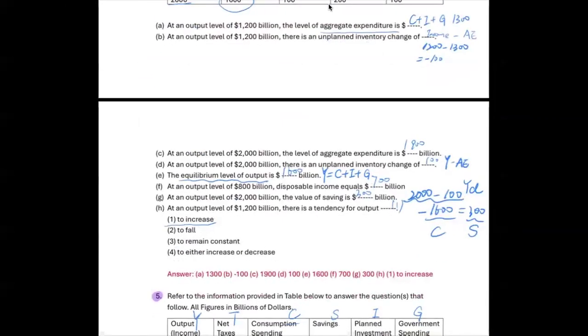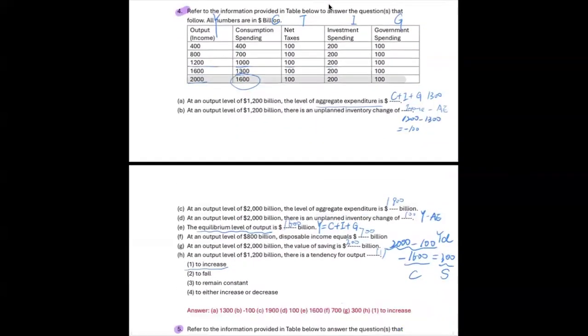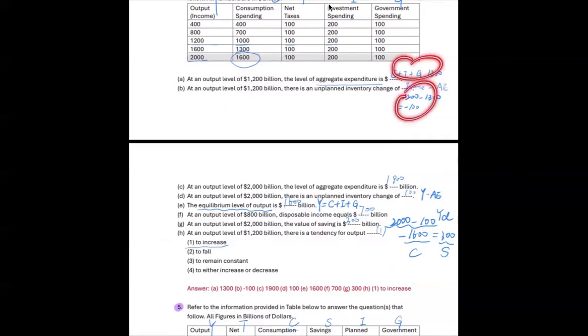Okay, and also let's look at C. At output level of 2,000 billion, you are required to fill in what's the aggregate expenditure and what's the unplanned inventory change. So I will not repeat it because you only need to look at this row and use the same formula, same equation to get your answer, right? So the answer would be 1,900, and now the unplanned inventory change is 100.